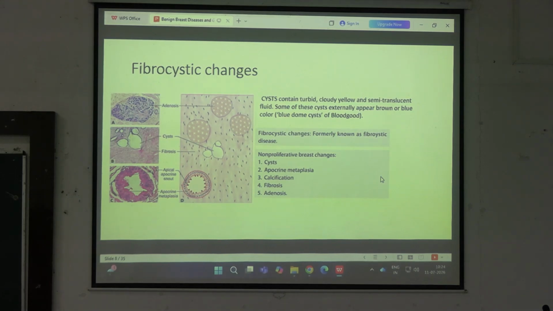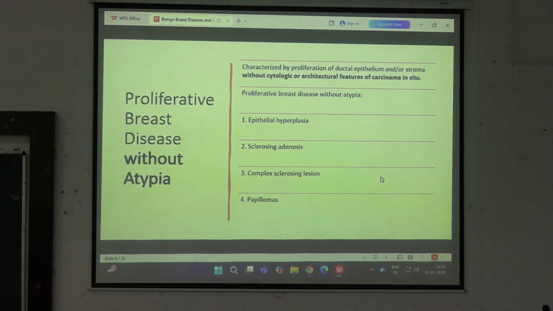Okay, so this cyst will contain multiple secretions, and some of these cysts will contain blue colored secretions which are called blue dome cysts. Okay, so next comes our proliferative breast diseases without atypia. So here there is proliferation but no atypia. There will be no features of carcinoma in situ, and these include epithelial hyperplasia, sclerosing adenosis, complex sclerosing lesion, and papilloma.